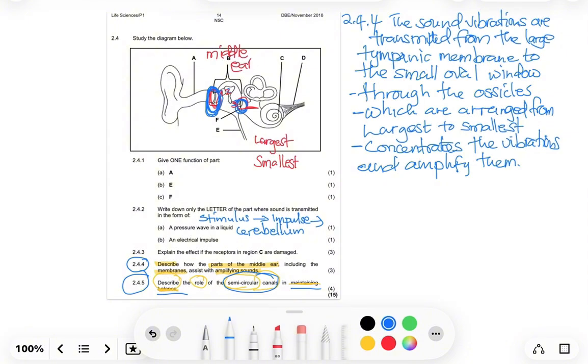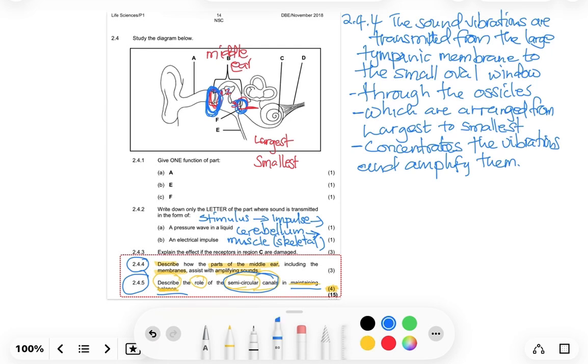The cerebellum interprets, and it is also going to generate another impulse that it sends to the muscles. You can just say to the muscles, but in particular, it is the skeletal muscles. And so balance is restored, and it's for 4 marks. So things must be sequential when we answer this question.